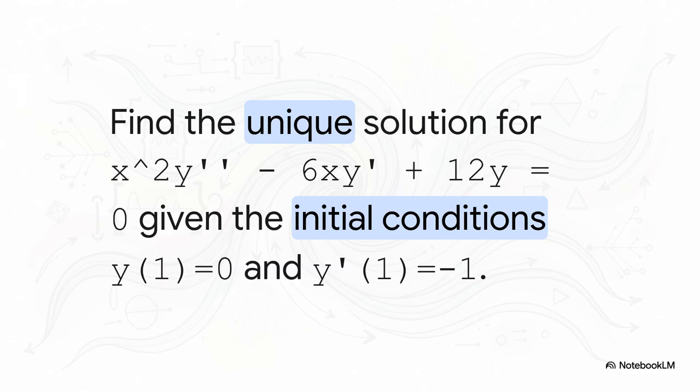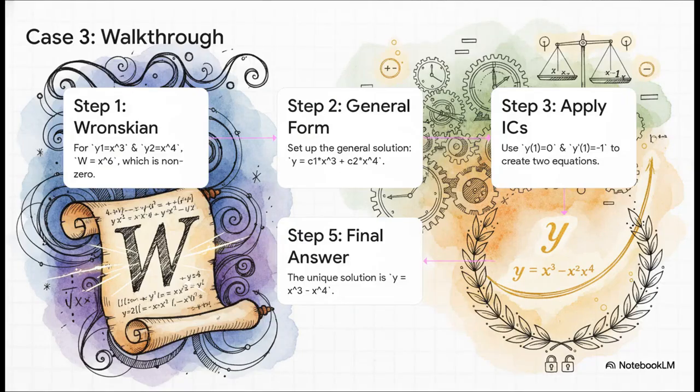All right, time for the final case. This is the grand finale where it all comes together. We've got the equation, we've got two solutions, and we've got the initial conditions. That's the evidence for our case. Our job is to use our entire toolkit to find the one unique solution that fits all the facts. So first, we run a Wronskian check to make sure we have a good foundation. We get x to the 6, which is definitely not 0, so great, we have a fundamental set.